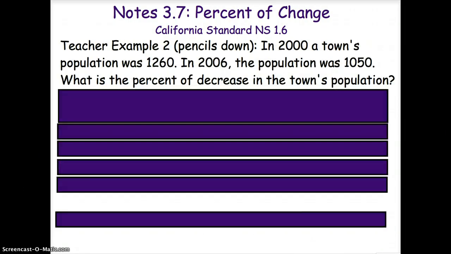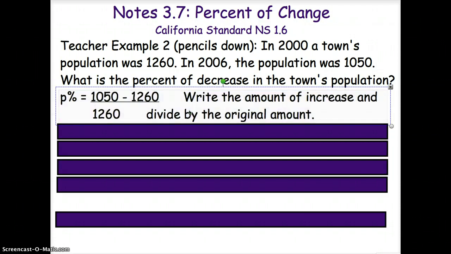So let's take a look at teacher example 2. In 2000, a town's population was 1,260. In 2006, the population was 1,050. What was the percent of decrease in the town's population? So as you can see, the population got smaller, so this is where we should end up with a negative. And again, a nice easy way of checking your work is if you don't have a negative, you know you did something wrong. So, after writing down our formula, we plug in our numbers.